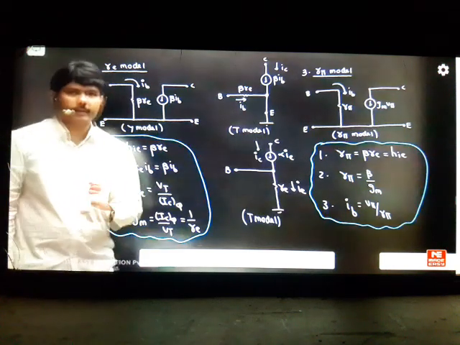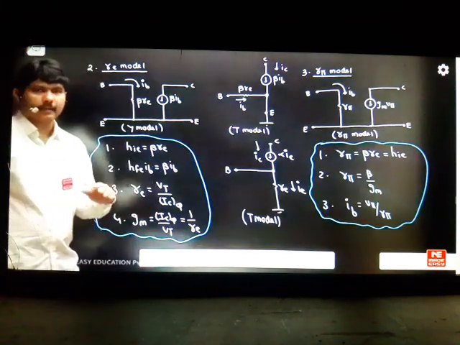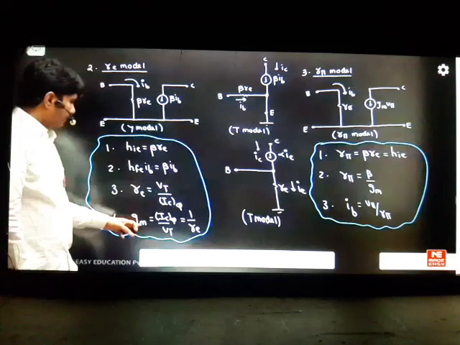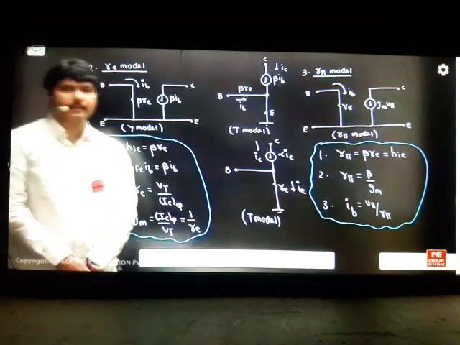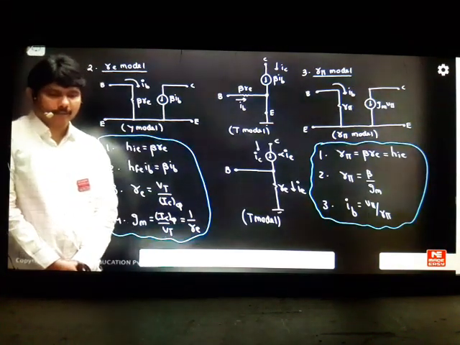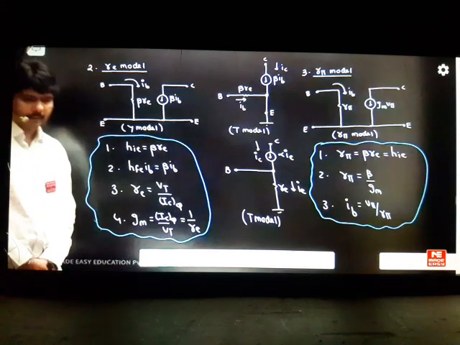The RE formula comes from the diode small signal theory. It is VT by IEQ actually. IEQ or ICQ you can take the same, approximately both are the same. GM is the reverse of dynamic resistance, which I proved already in my class. These are the basic formulas we have to keep in practice. Very small formulas, we can see.